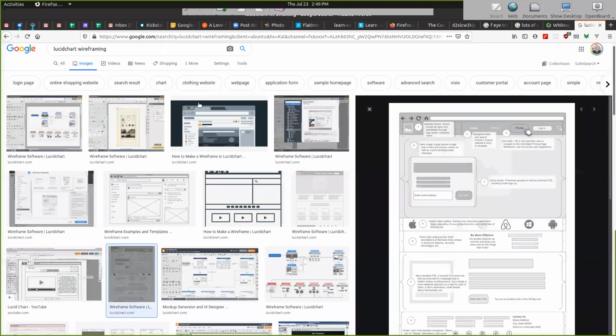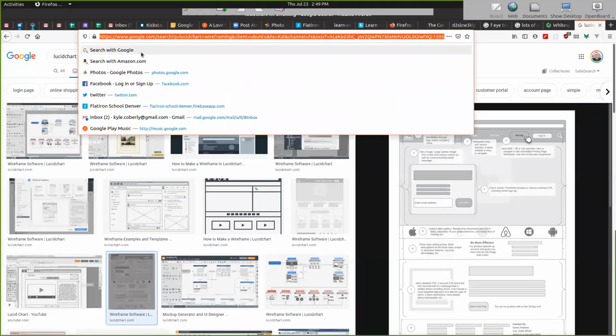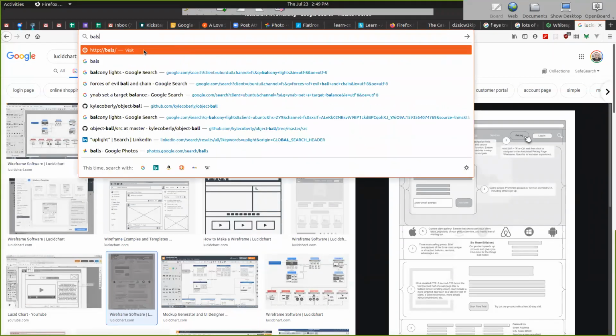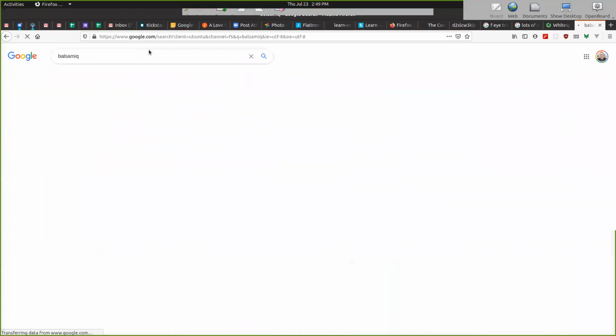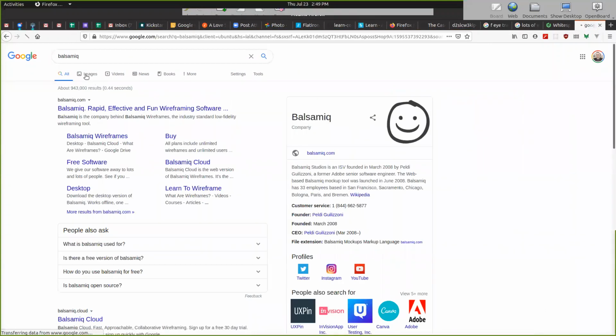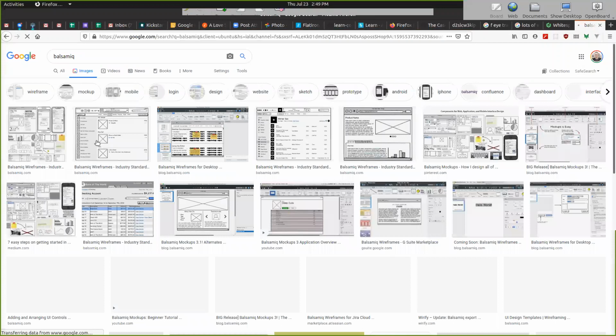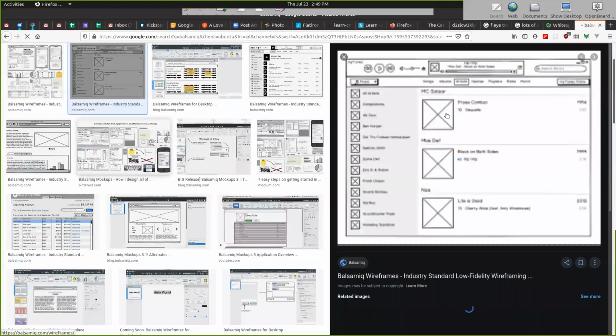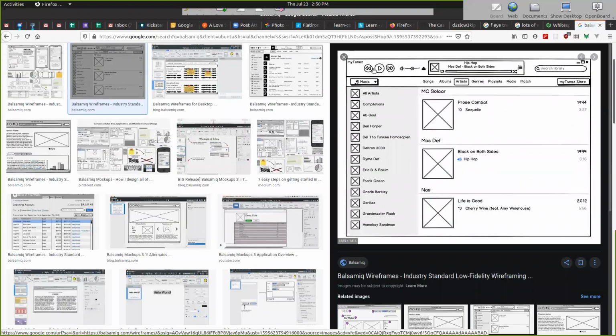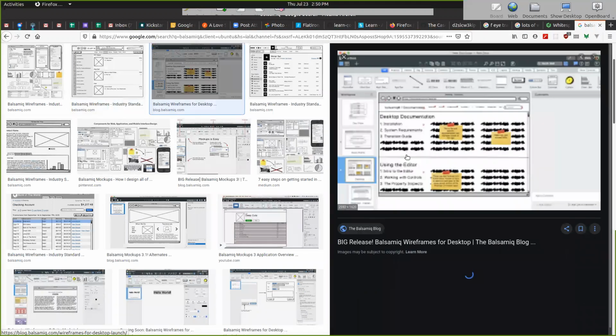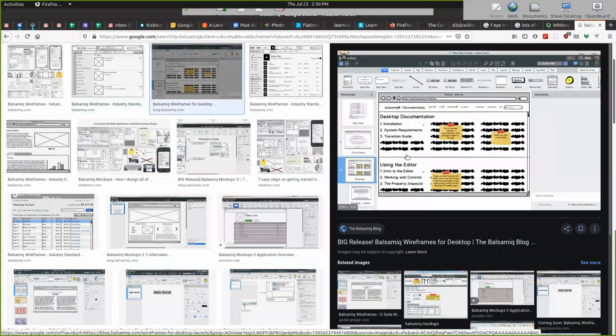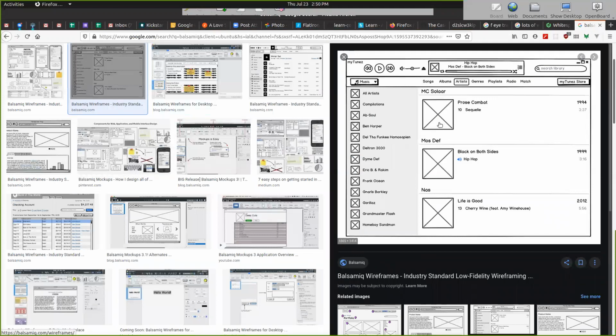Another one that I use a lot at Pearson, it's still pretty popular, is called Balsamiq. Balsamiq is super identifiable. Since you're not worrying about typography or a lot of other things, every Balsamiq wireframe kind of looks like this. Oh, and that's a good example of how you do images.